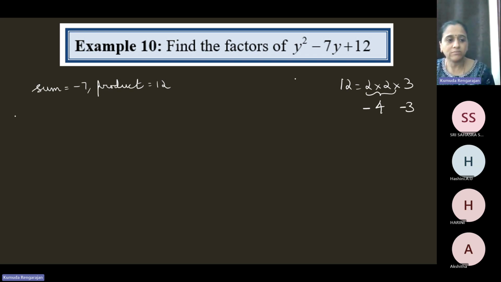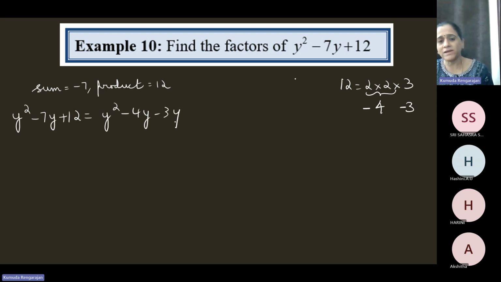So split the middle term. This is the expression given: y square minus 7y plus 12 is equal to y square minus 4y minus 3y plus 12. Write the first term and the last term, and instead of the middle term, split it as minus 4y minus 3y. Now grouping, that's all. Only splitting is new. The rest is exactly like grouping.